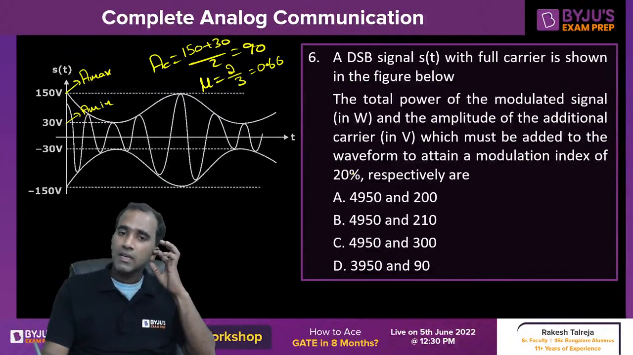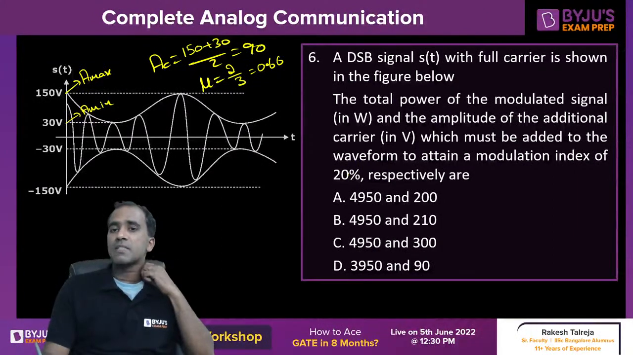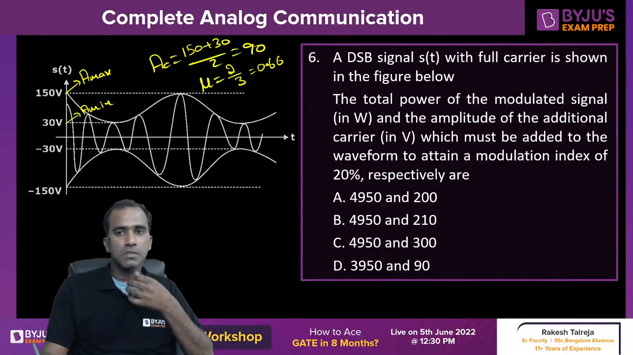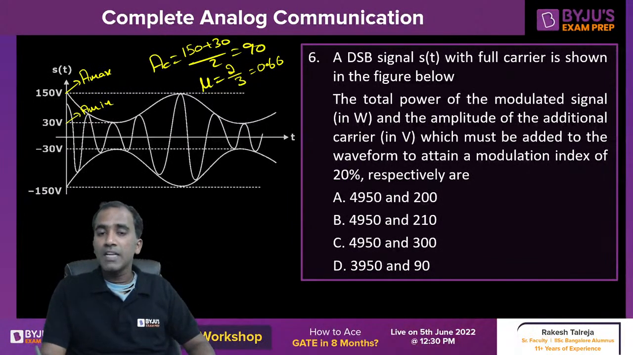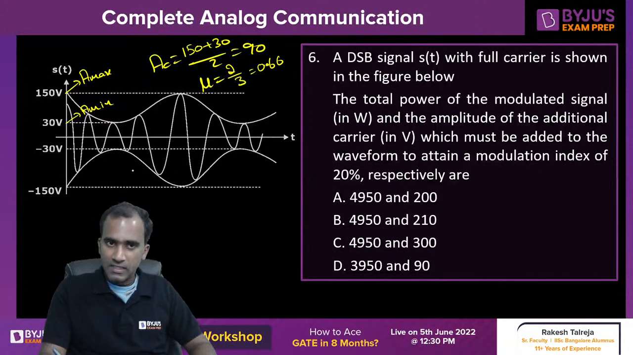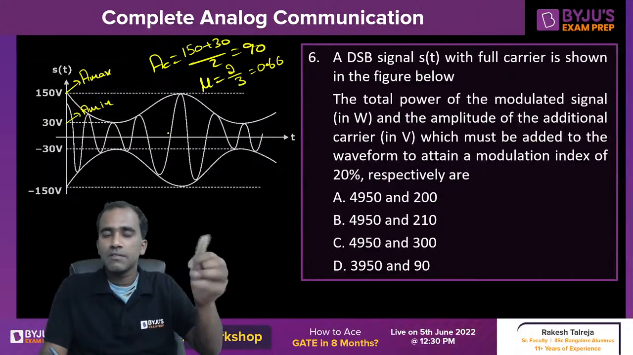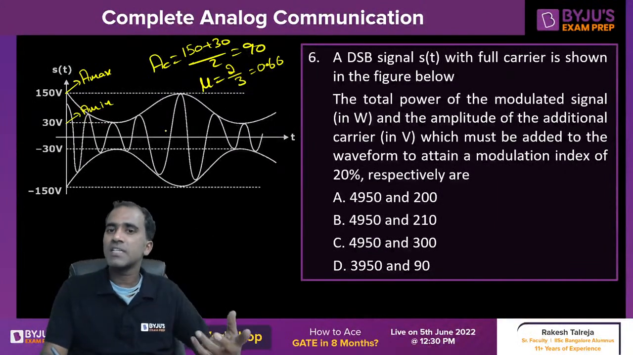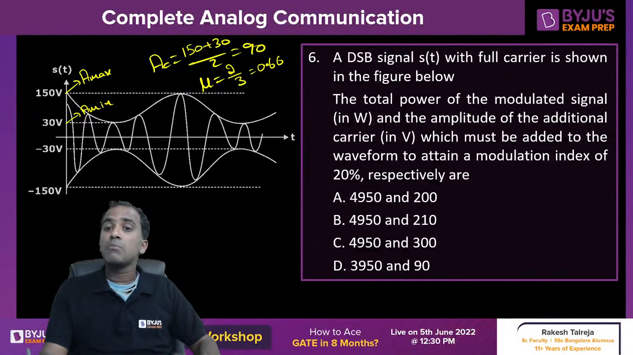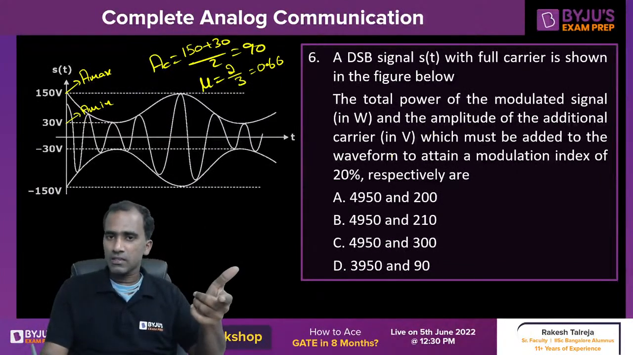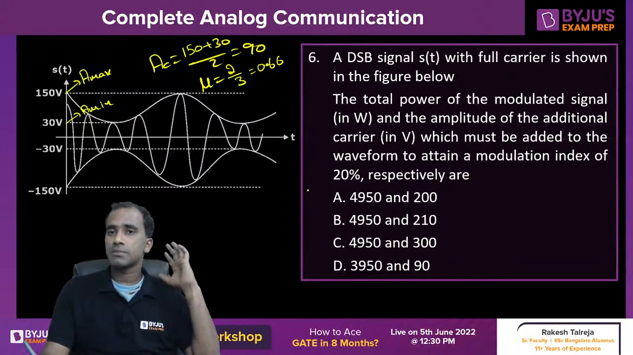They're saying they want a modulation index of only 20%. Is that possible by making some changes? Yes, it is possible. They're asking the amplitude of the additional carrier which must be added to the waveform. They will add an extra carrier to this signal. When you add an extra carrier, what happens? Modulation index changes, right? So how much should be the amplitude of that extra carrier so that the modulation index becomes, from 0.66, 0.2?